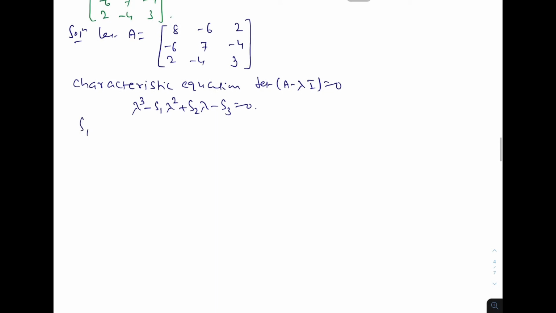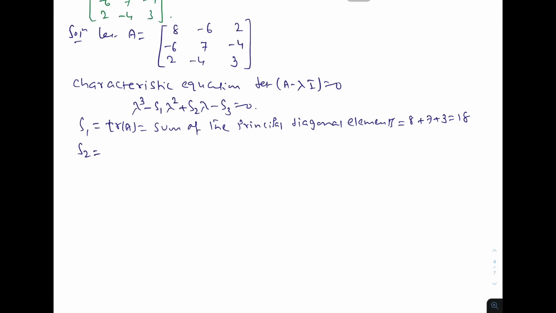Now we know what is S1. S1 is nothing but the sum of the diagonal elements, or you can say it is the trace of the matrix. That is the sum of the principal diagonal elements, and that is 8, 7 and 3, and so it is 18.